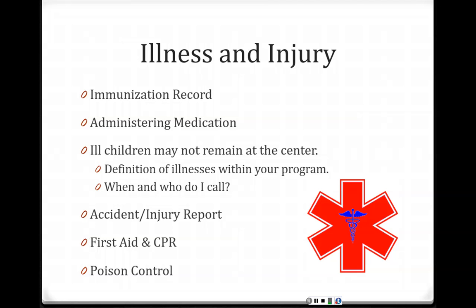What is the definition of illness within your program? And when and who do you call? What is the procedure for that? You need to be very aware of what this is within your own program.